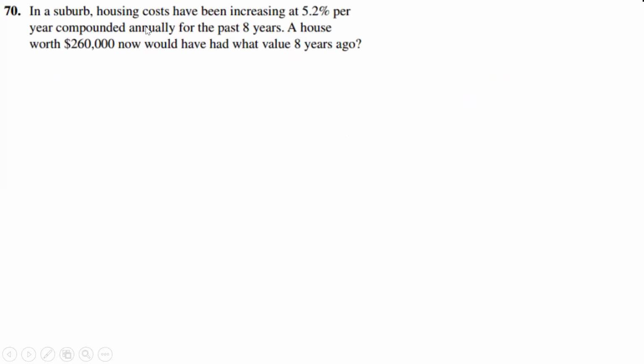What about this one? In a suburb, housing costs have been increasing at 5.2% per year compounded annually for the past 8 years. A house worth $260,000 now would have had what value 8 years ago? All right, well, that means that this is the future value. So that's going to be A is equal to 260,000. The rate was 0.052 per year annually, and time was equal to 8 years. And so now we're looking for P.